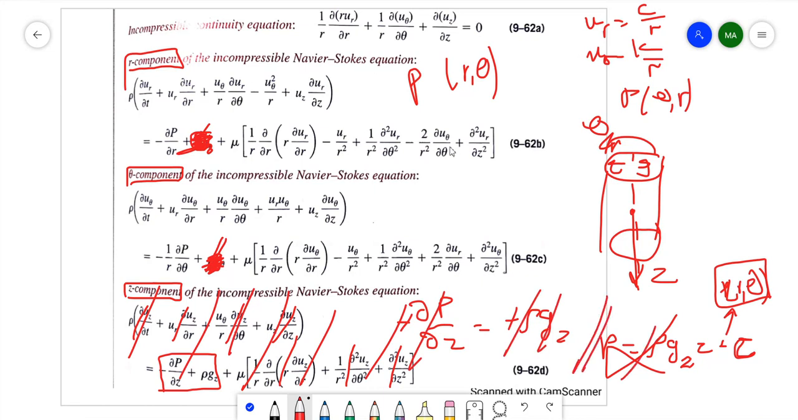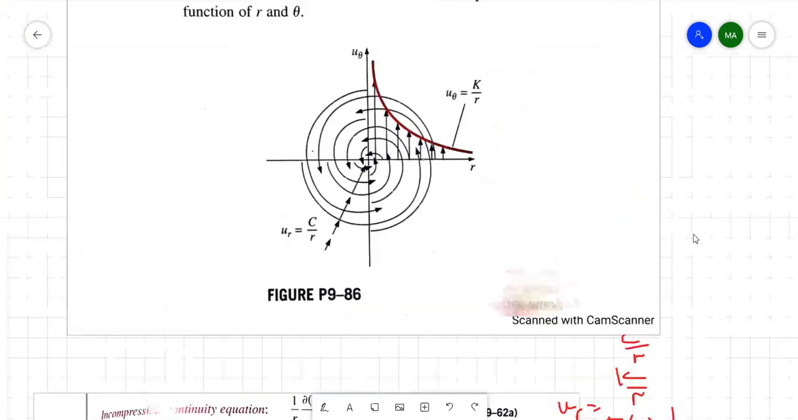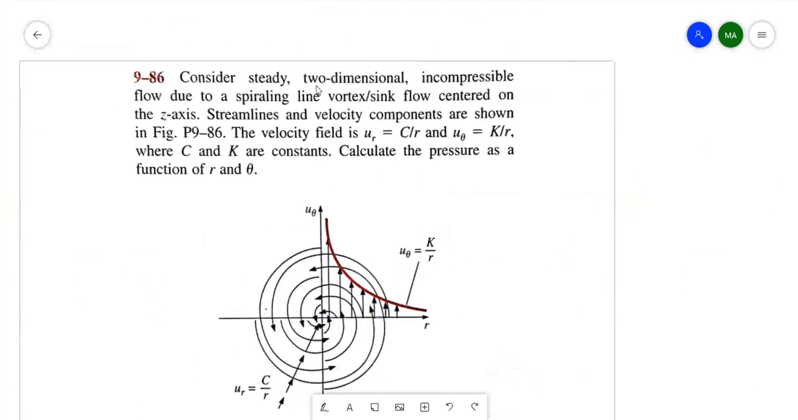Now let's continue. First off, we know that the flow is steady. Remember that. Okay, let's bring here the question. The flow is steady and it is two-dimensional. So we use the information that it is two-dimensional and incompressible, so we use the incompressible Navier-Stokes equation.